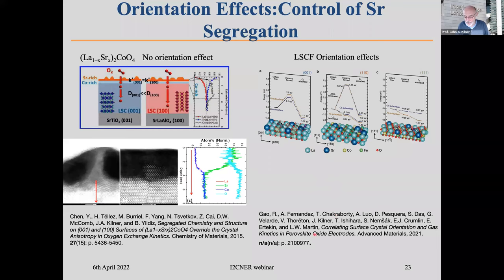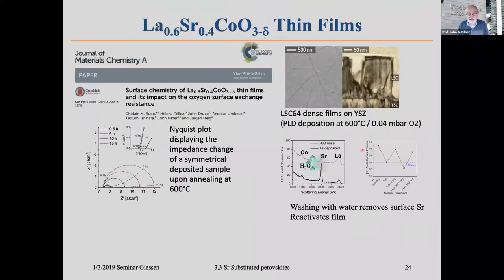In some later work on an epitaxial LSCF with Lane Martin, and this shows some of the DFT simulations, we did see experimentally that the 111 surface seemed to be certainly more active than the others. And I think this is all due in part to the structure of this 111 surface and due in part to the fact that the strontium segregation in this experiment was not as strong as in this experiment. So controlling strontium segregation is an obvious means to get activity onto these surfaces.